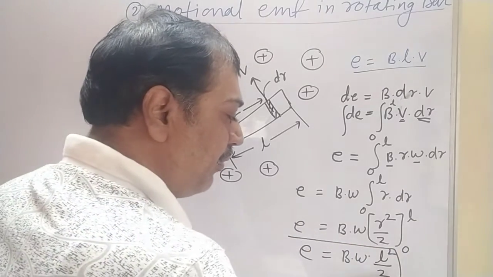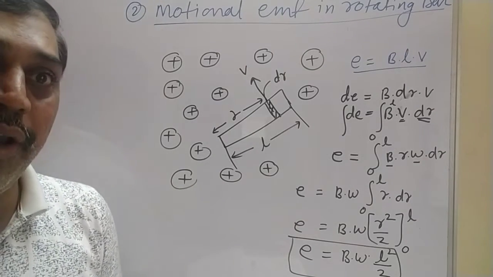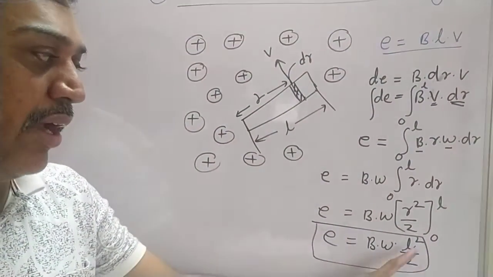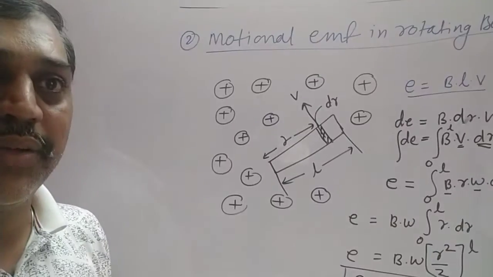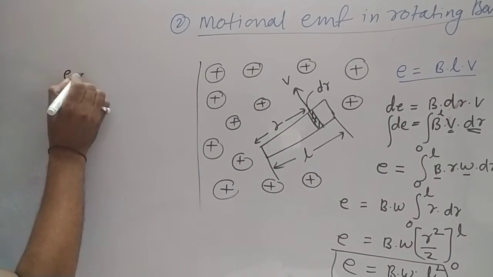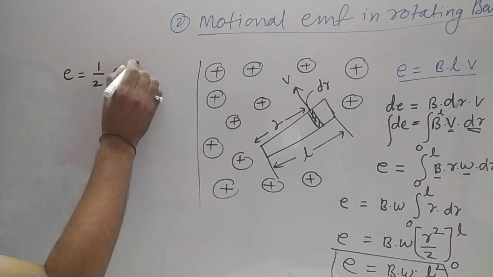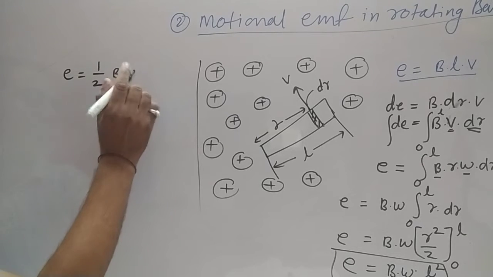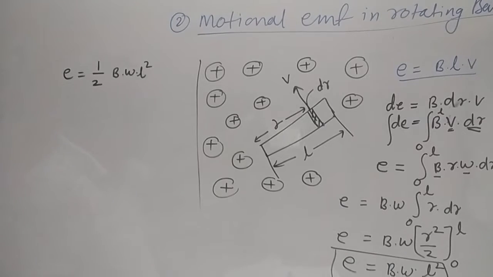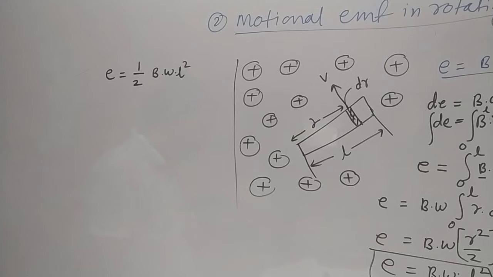This much EMF is induced in a coil rotating with an angular velocity omega. If we see here, it is B omega L square by 2. I will write this equation a little bit to this side. On this side I will write the same equation: E equal to 1 by 2 B omega into L square. That is the EMF induced here.